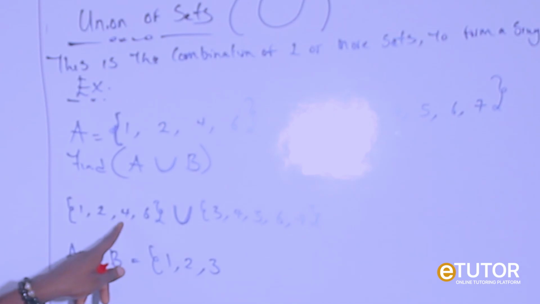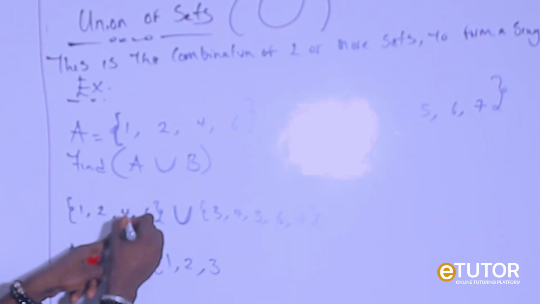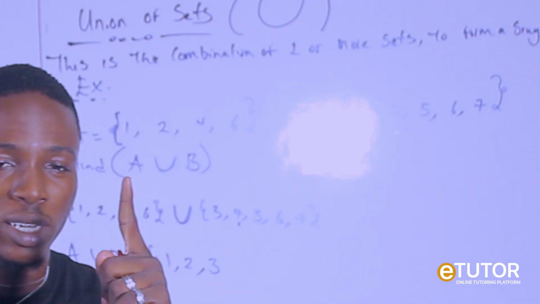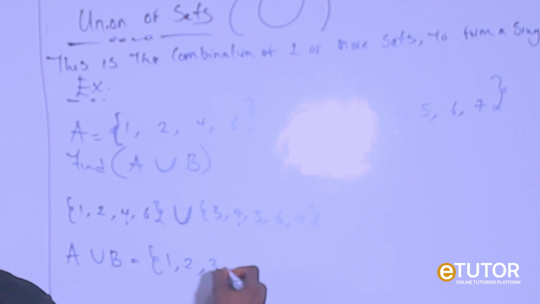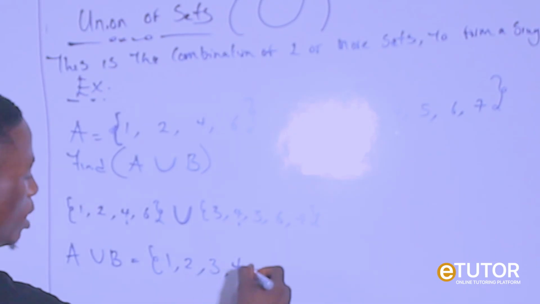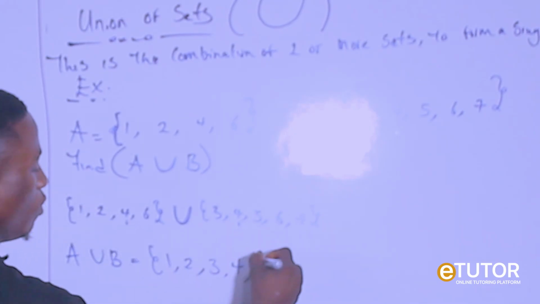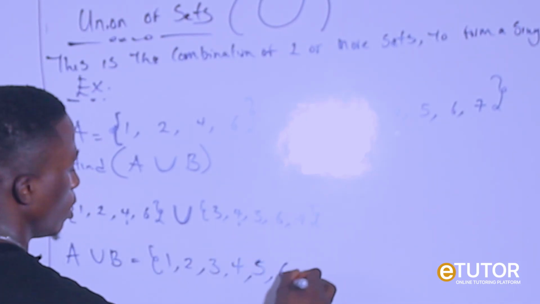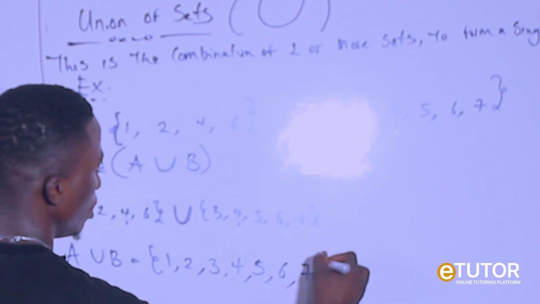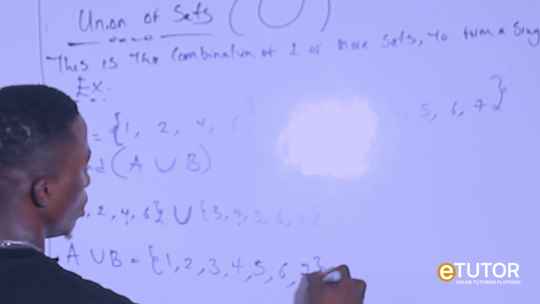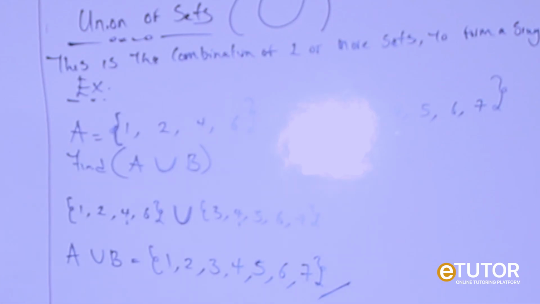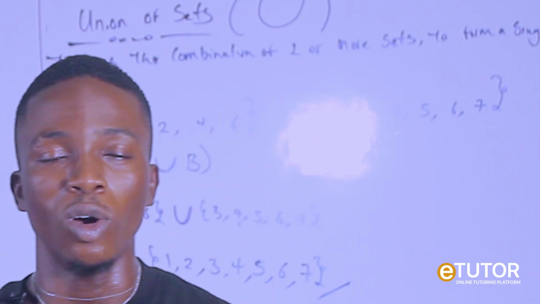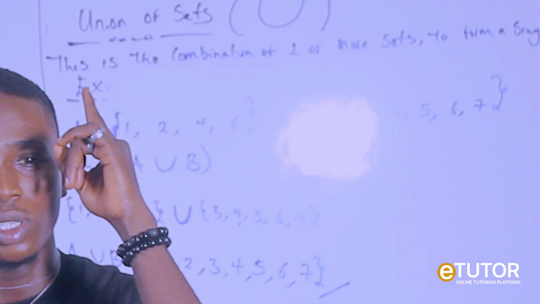Now, if you look closely, we have 4 in the first set. We also have 4 in the second set. So instead of writing 4 twice, you're going to write 4 just once. So you get the vibe. The next thing to write is 5. Then we have two 6s here, so just write one 6. And we have just one 7. So this is the union of both sets. You can see we did not repeat an element more than once.